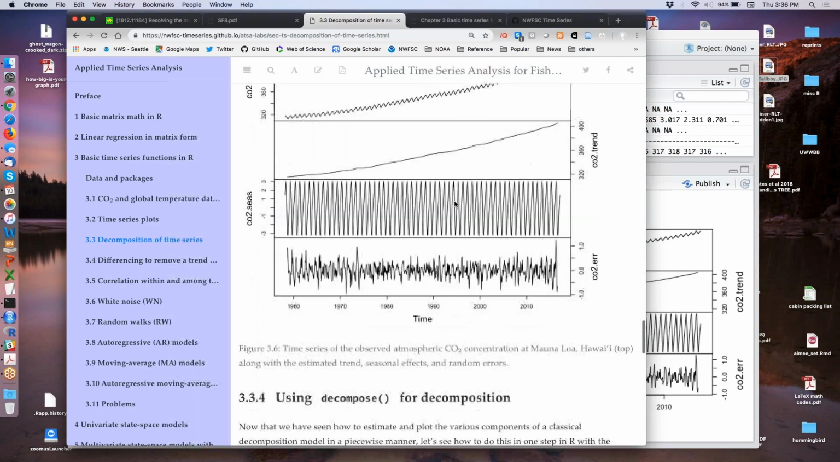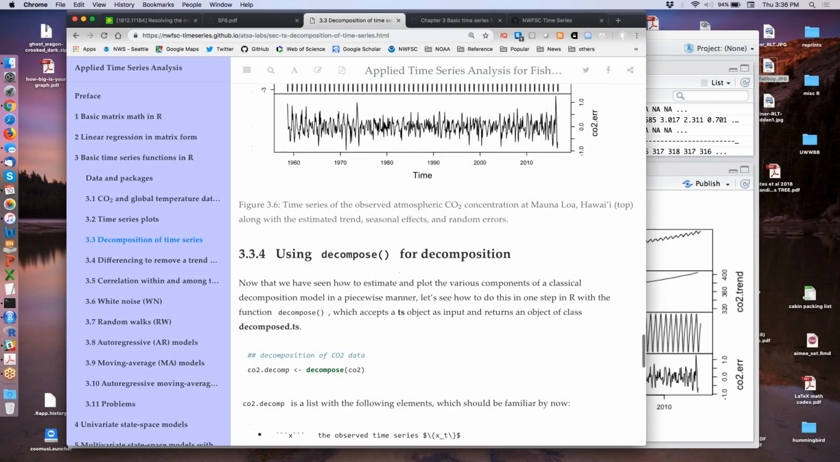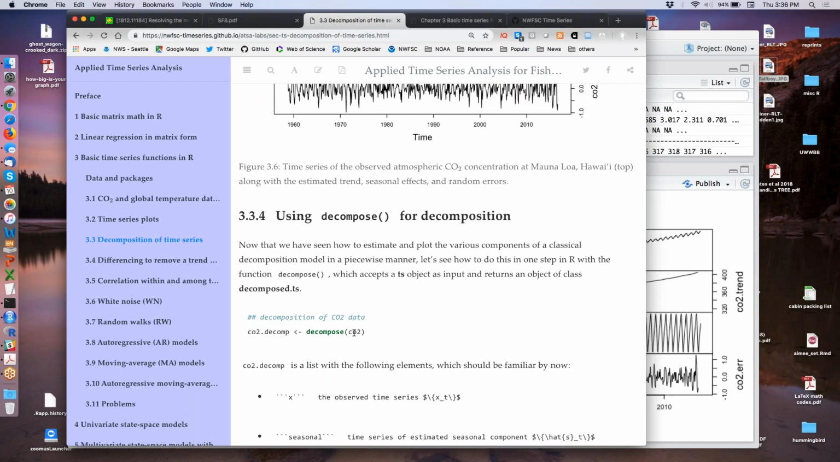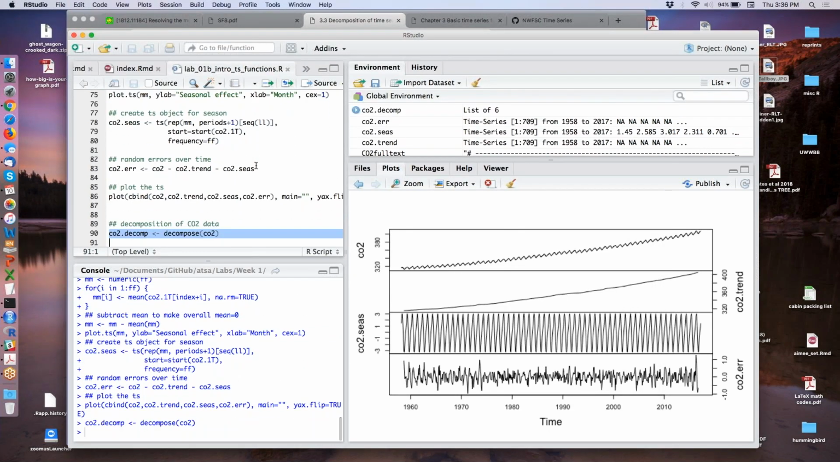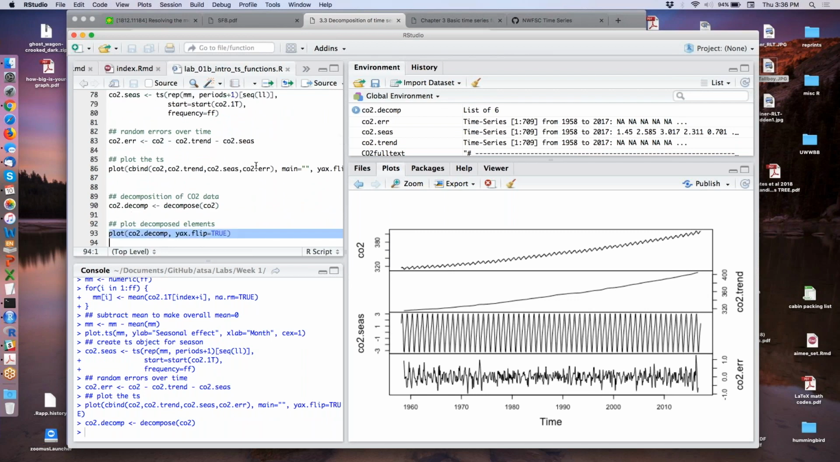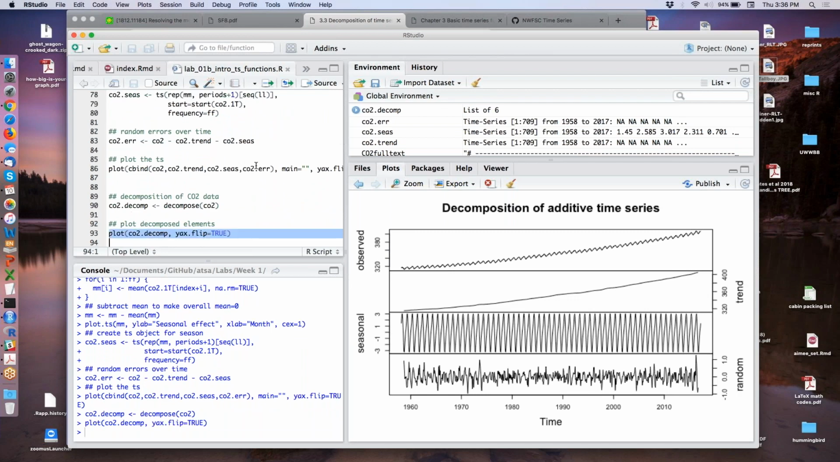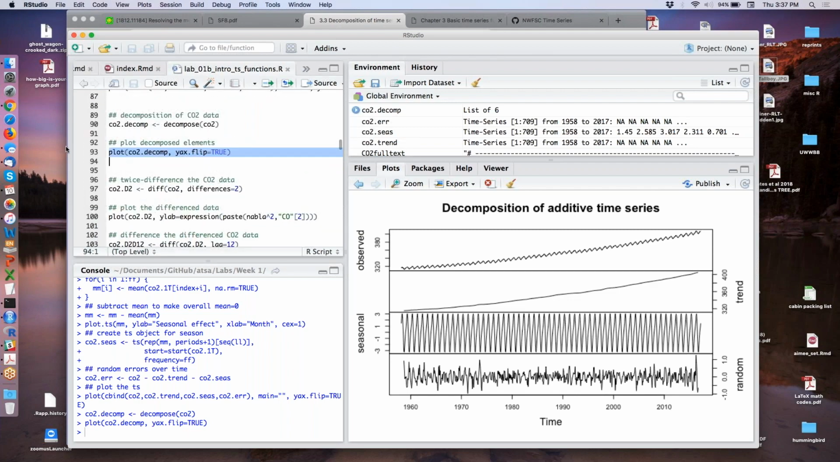Now, has anybody been reading ahead? You could have accomplished all of that with this one command right here. Decompose. So if we do that on our time series and plot it, this is it. All it did was add a few more fancier labels, but you get the exact same answer. So that's good. We did it right. Or else we made the same mistake that the people who wrote the function made. But generally, we did it right.